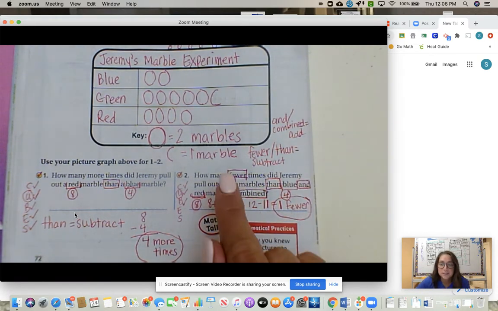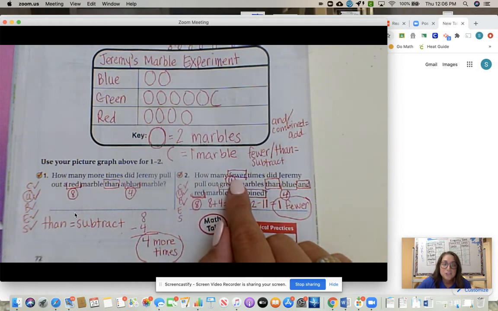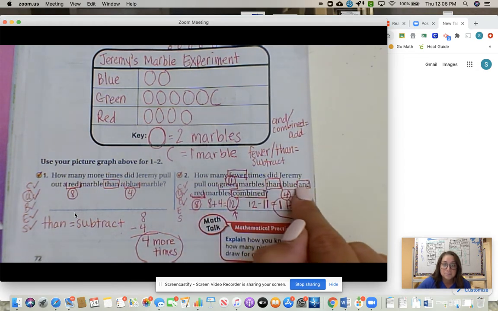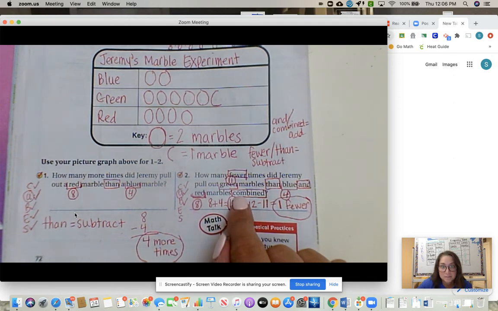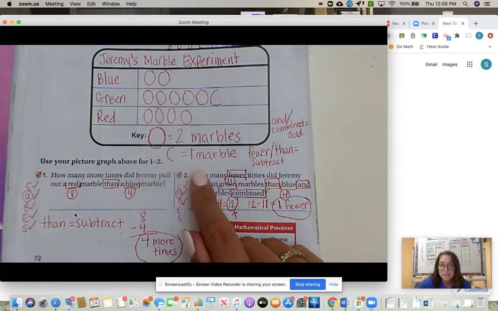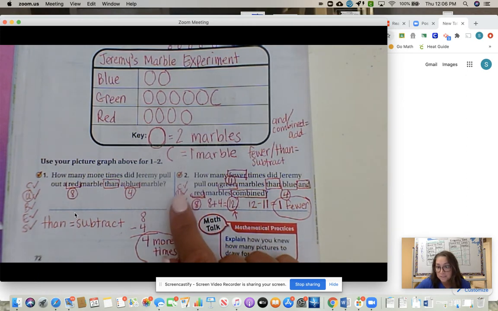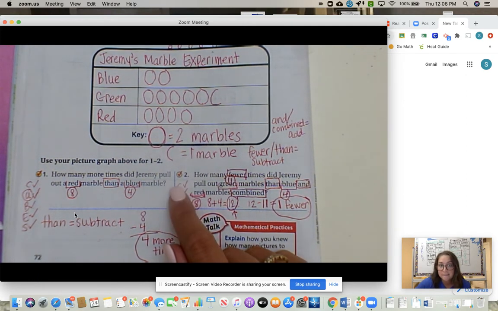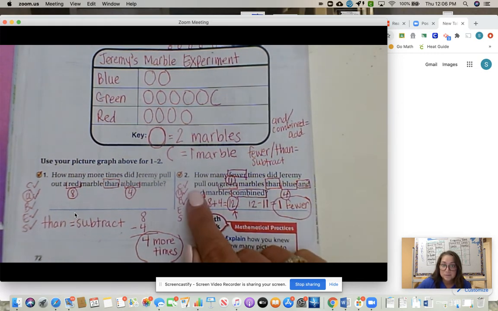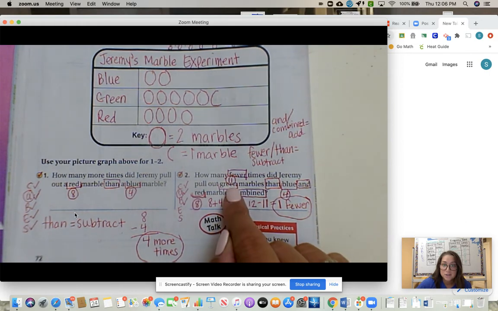Number 2 is a 2-step problem. So let's read it. How many fewer times did Jeremy pull out green marbles than blue and red marbles combined? Whoa, so many words. Use cubes, it breaks it down. U for cubes is underline the question. The entire problem is the question, so just check it off. Circle the key numbers. All right, we know we're looking for marbles. So I see blue marbles, red, and green.